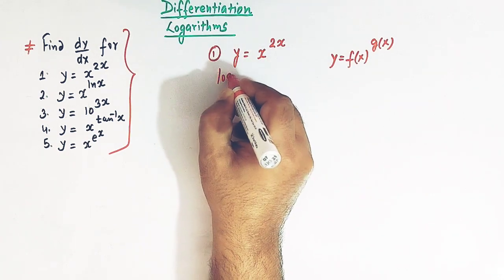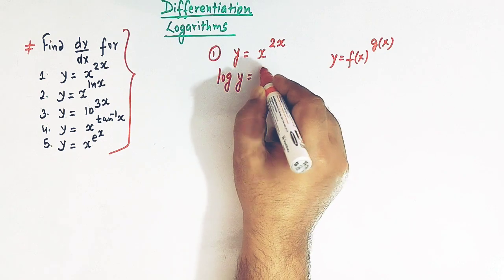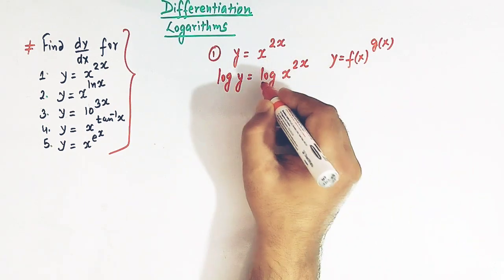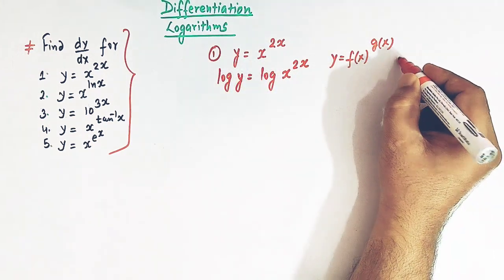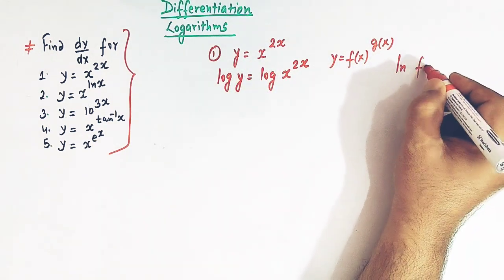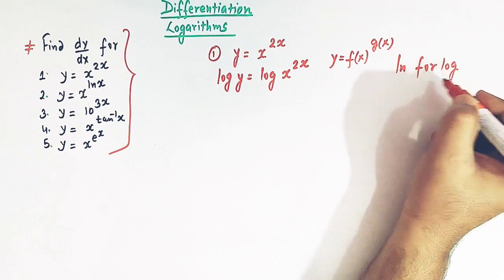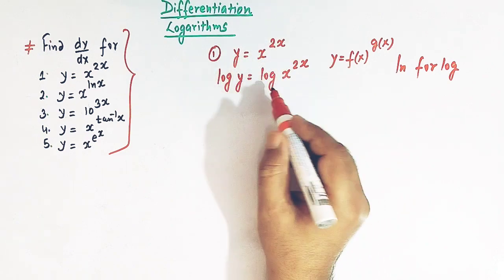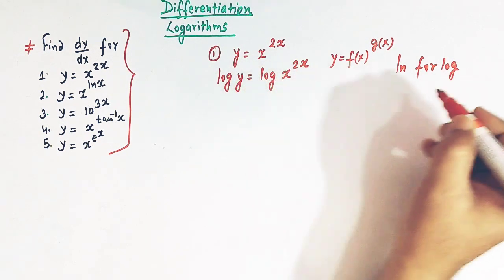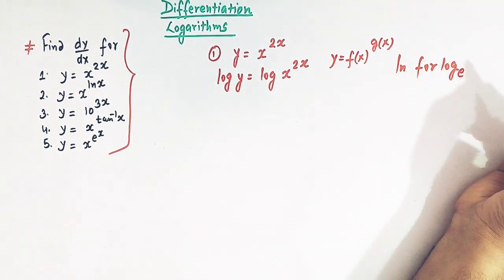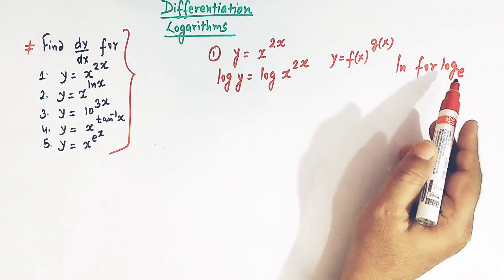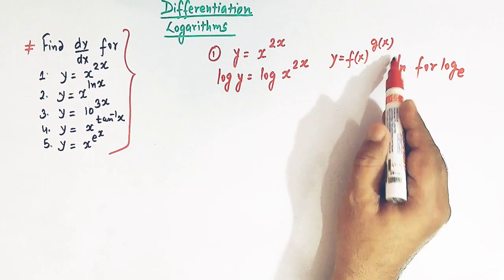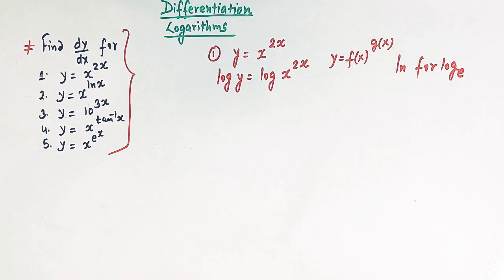So we have log of y, and here we have log of x raised to 2x, right? So here we can use the notation ln for log, right? So here it is understood that the base of logarithm is the exponential number e, right? So here I will prefer this notation, log base e, or simply log for ln, right?